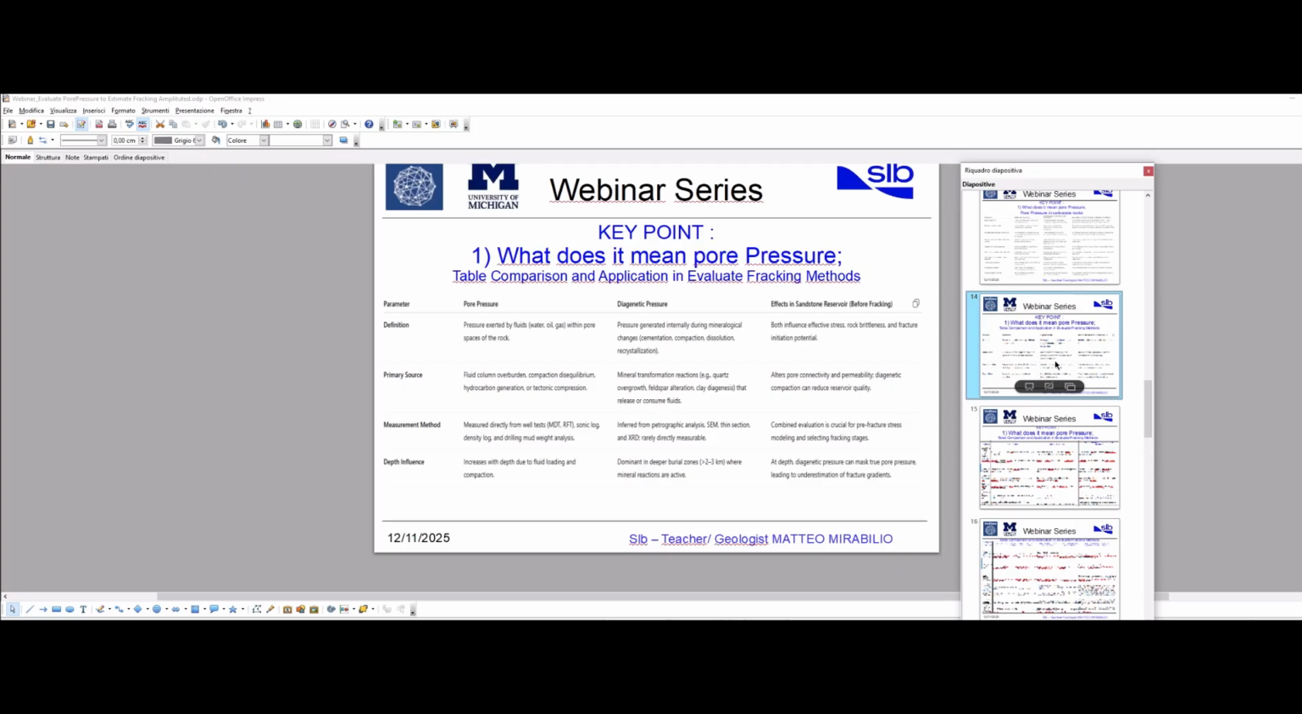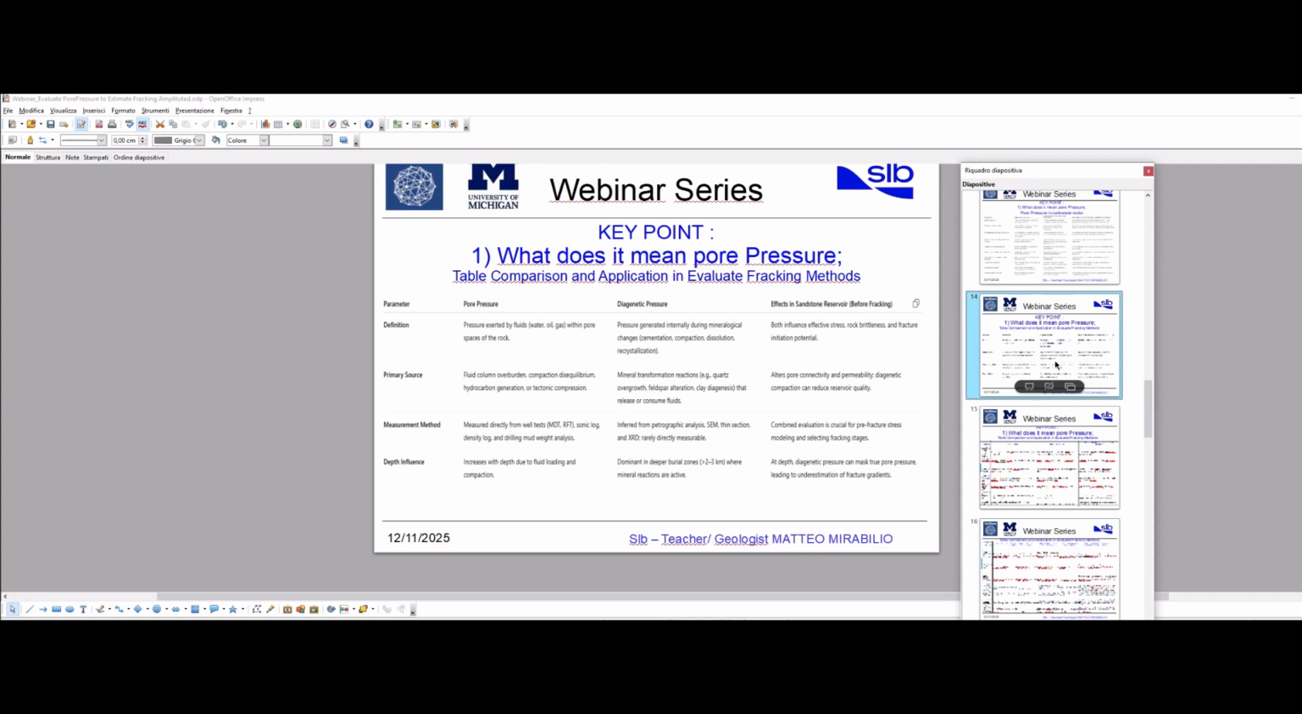because you can also have a diagenetic pressure affecting sandstone reservoirs. Both influence effective stress, rock brittleness, and fracture initiation. So what kind of measurement method can you apply for this? You can use different types of well tests like MDT, RFT, sonic log, density log, and also estimate from other previous data like drilling data or mud weight analysis.